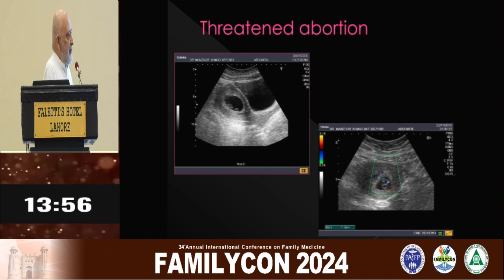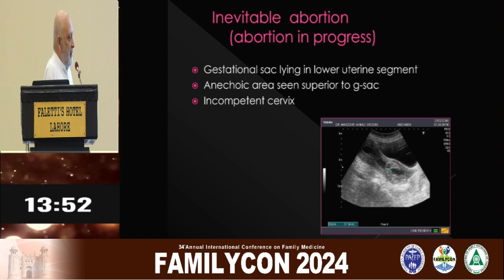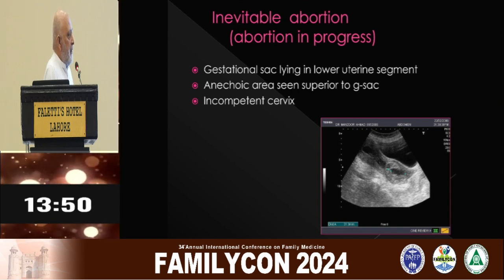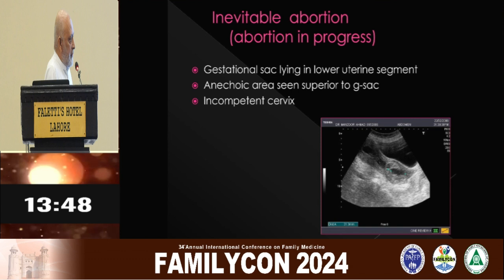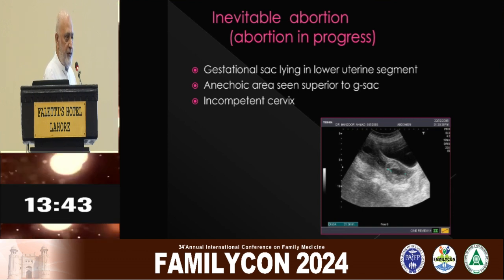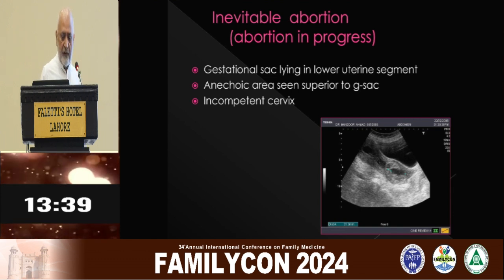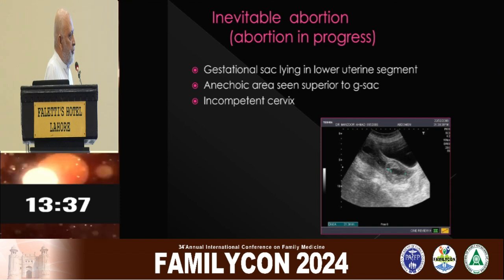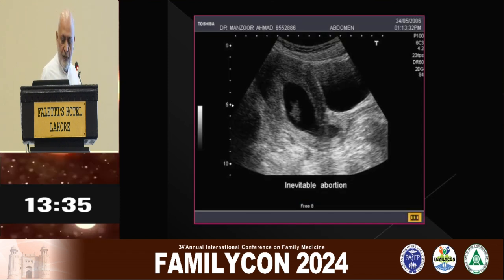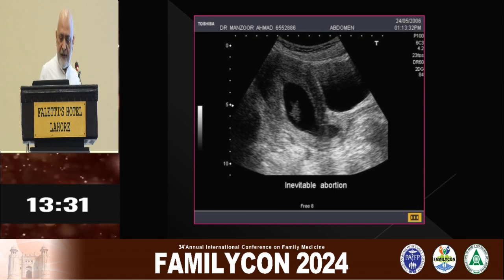And when the gestational sac is visible in the lower uterine segment and the cervix is incompetent, even though the sac is intact and cardiac activity is visible, that is inevitable abortion, meaning that abortion has to take place or the abortion is in progress. You see the sac in the lower uterine segment. So this is inevitable abortion when the sac lies in the lower uterine segment.